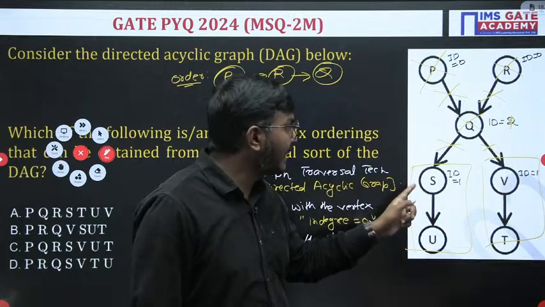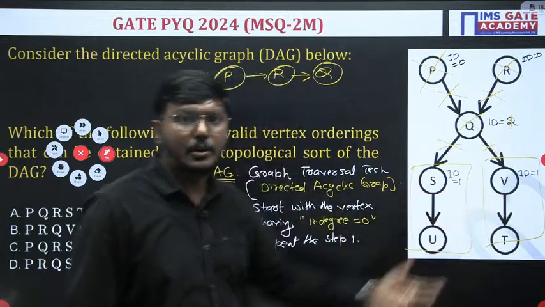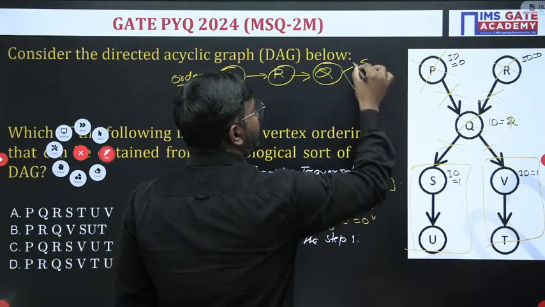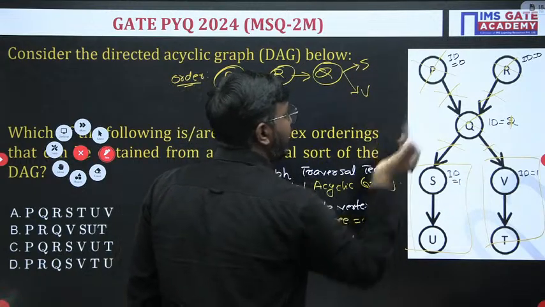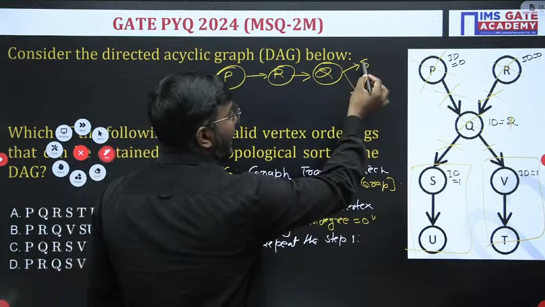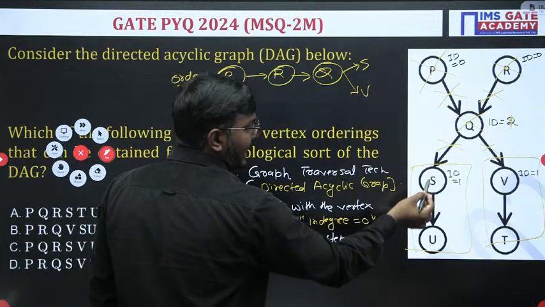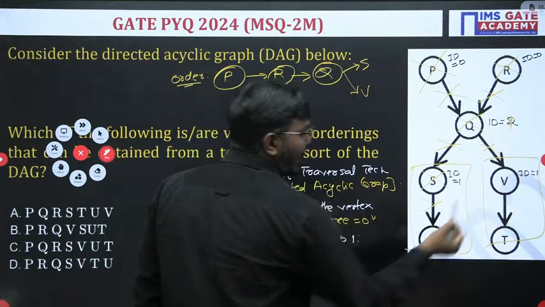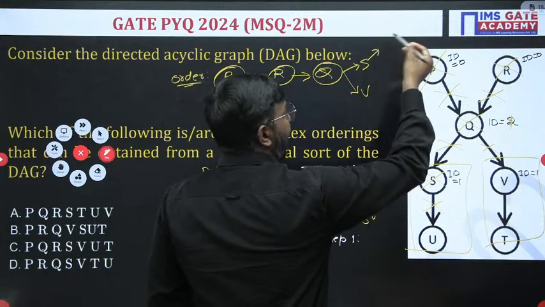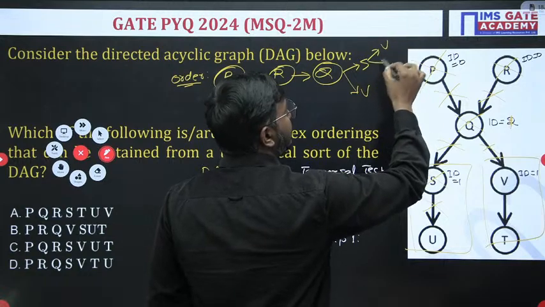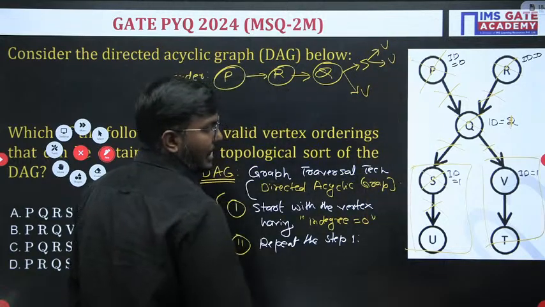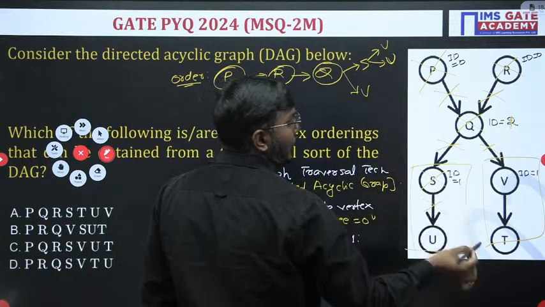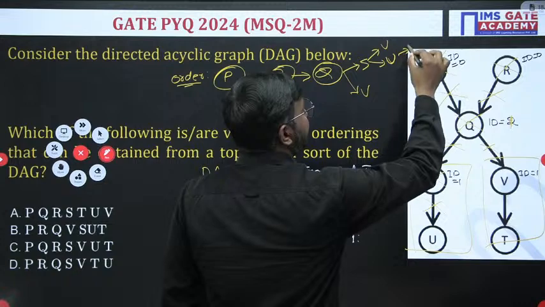So either I can start with the S or I can start with the V. Okay, means after the Q, either I can go to the S or I can go to the V. If you are going to the S here, then after deletion of this S, now again I can go to the V or I can go to the U. Means here also I have the option of V and the option of U. If I'm going for the U, then I have only one option, that is V and T.